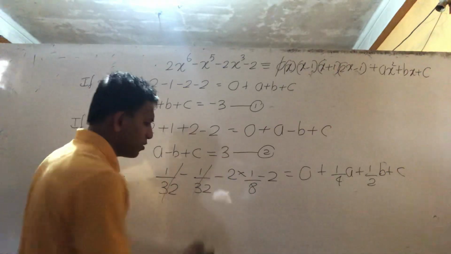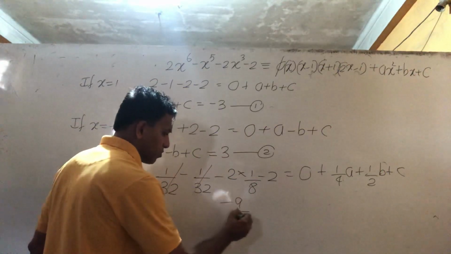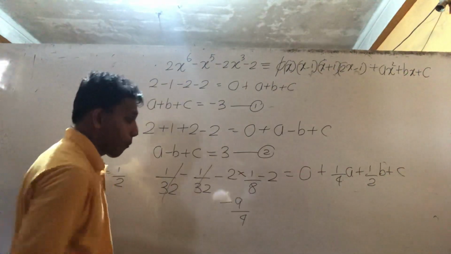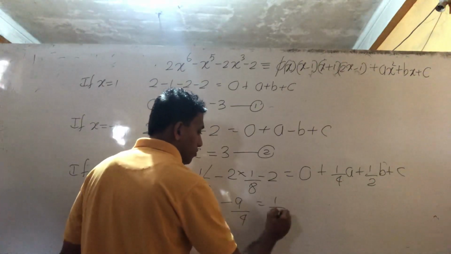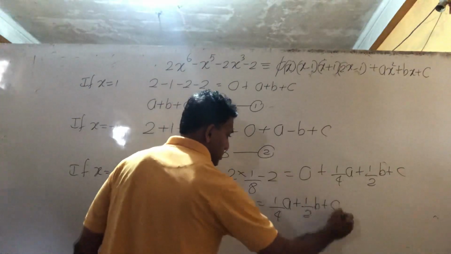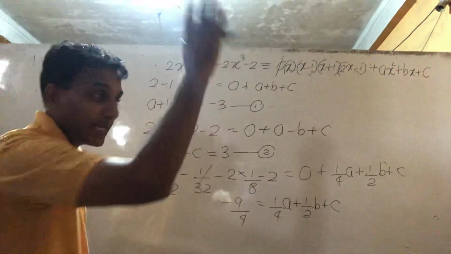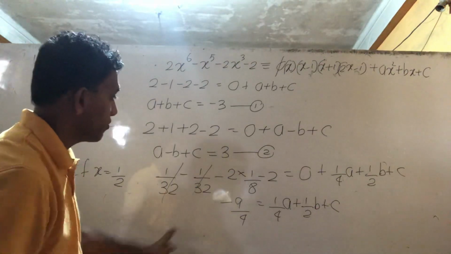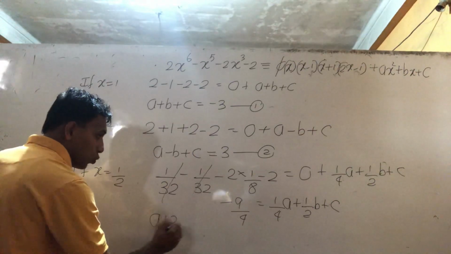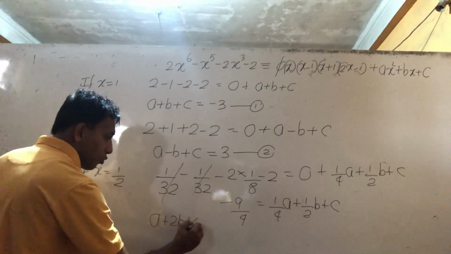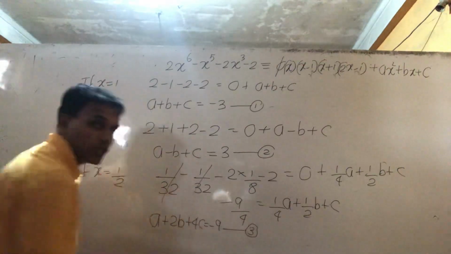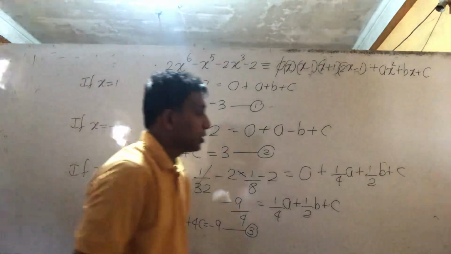Then what is it? Minus 9 over 4 on the left hand side. Check that. Minus 9 over 4. Here 4 minus 8, 9 over 4. And there 1 over 4a plus half b plus c. Now better if I multiply by the LCM, multiply what? 4. Multiply 4 and write a plus 2b plus 4c equal to minus 9. Okay, this is your third equation.